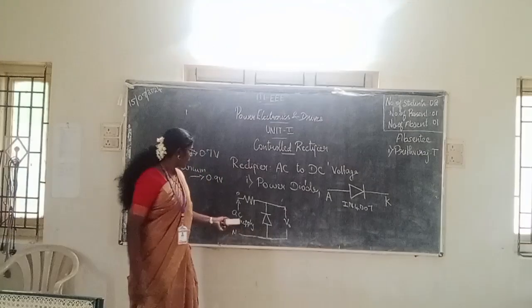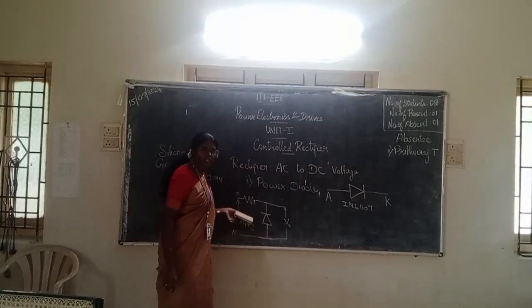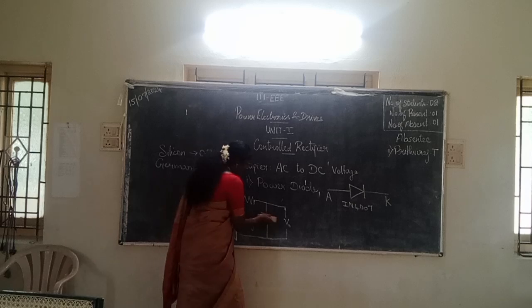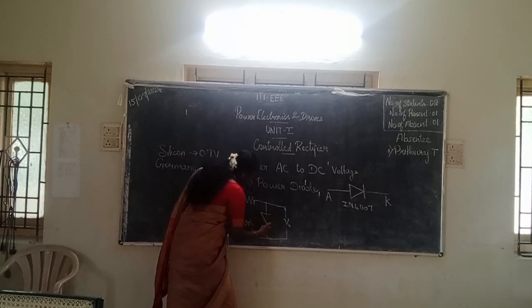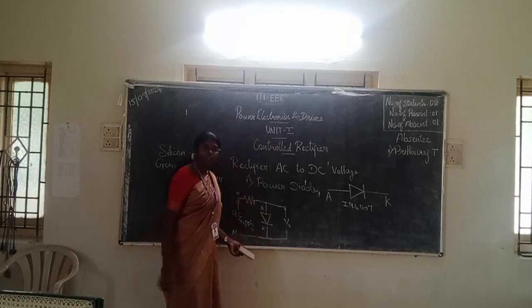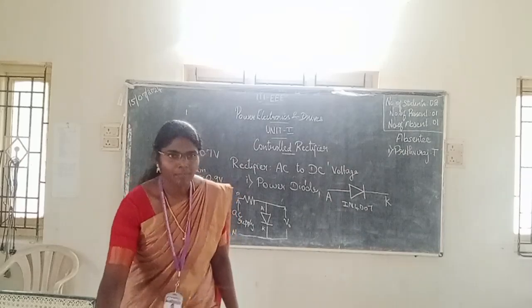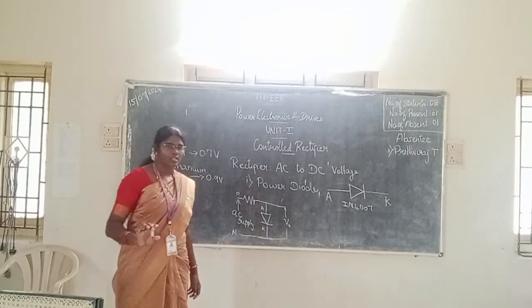Okay, if this is phase and this is neutral, it will become a reverse bias condition, right? So we can draw this: anode, cathode. So phase to anode will be forward bias condition. Okay, I will tell you about forward bias and reverse bias conditions later.